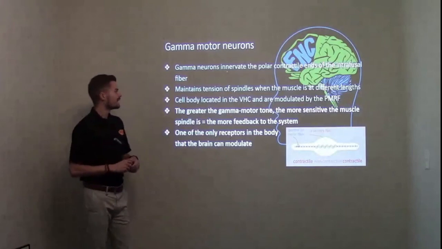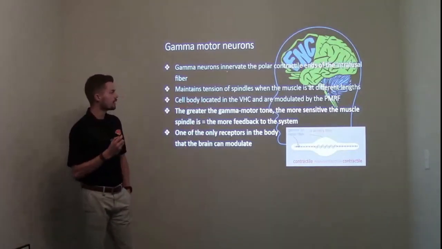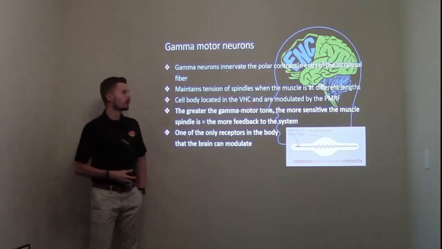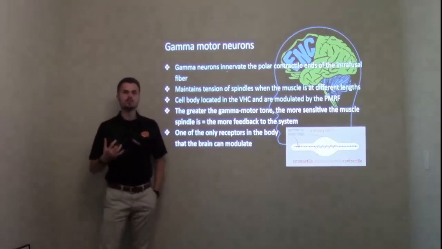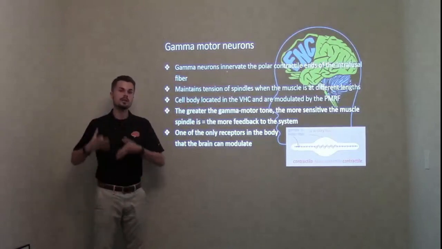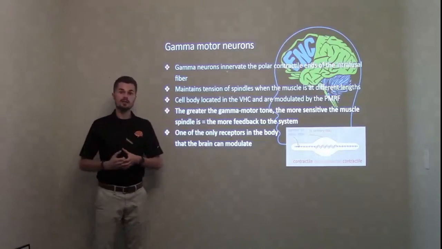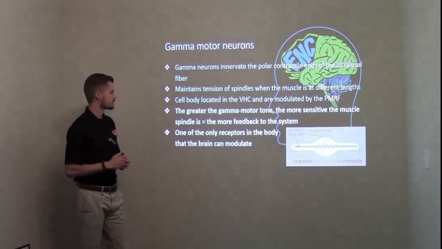Okay, and they are innervated by the brain. So the cell body is located in the ventral horn, and they're modulated by the PMRF. And once again, the PMRF is going to activate this side of the body, and it's going to regulate the amount of gamma motor neuron activity. So a really fascinating system.